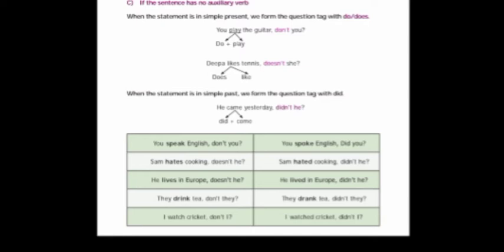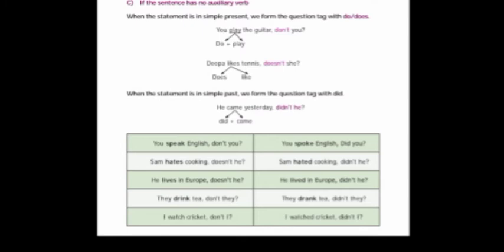So we will see some examples. You play the guitar, don't you? For play, we can add do plus play. Okay, next example. Deepa likes tennis, doesn't she? For like, does plus like. So, doesn't she?